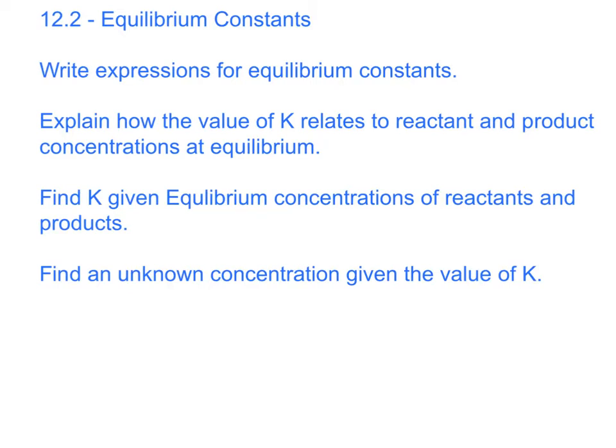We're here to do the second lesson in Unit 12, where we're going to talk today about equilibrium constants. Our first objective is to write expressions for the equilibrium constants. And we want you to explain how the value of K, the equilibrium constant, relates to the reactant and product concentrations when we're at equilibrium; to find K given equilibrium concentrations of reactants and products; and lastly, to find an unknown concentration if you know the value of K and the other concentrations involved.